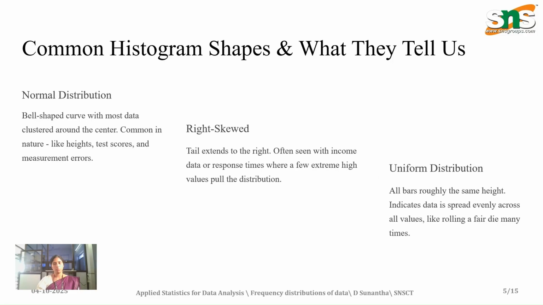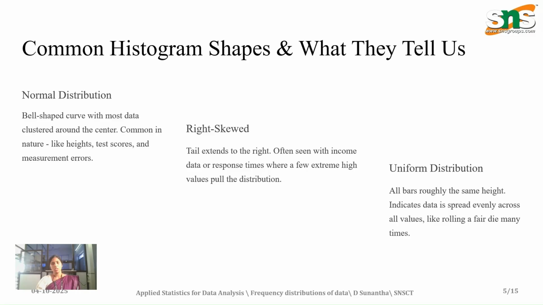Next are common histogram shapes and what they tell us. The first one is the normal distribution. As we know, it's a bell-shaped curve with most data clustered around the center. So data will be more along the center. It is common in nature, like height, test scores, and measurement errors.